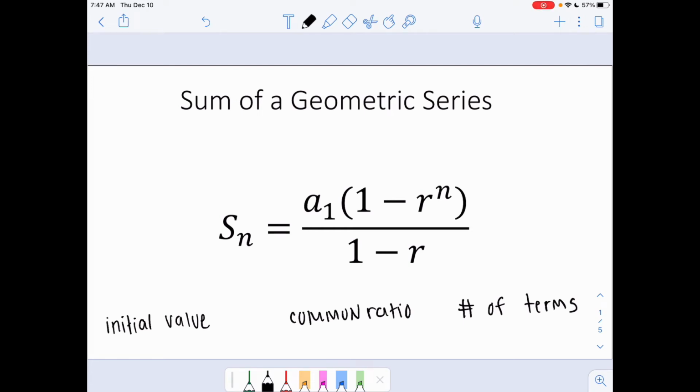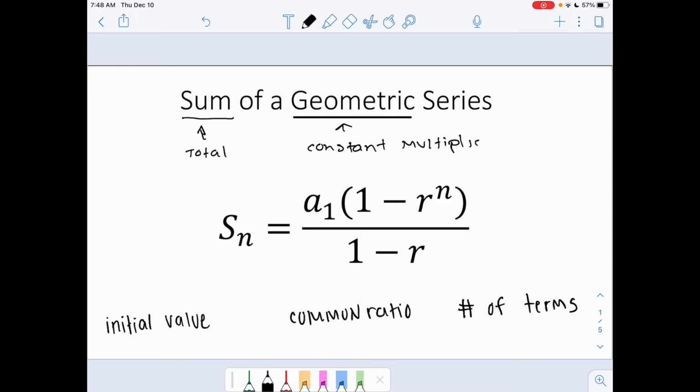Today we're going to focus on using the sum of a geometric series formula to calculate the sum when we're working with real-world problems. Once again, sum means total, and geometric means constant multiplication.